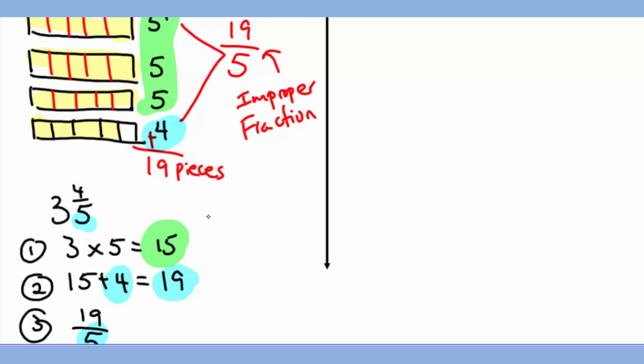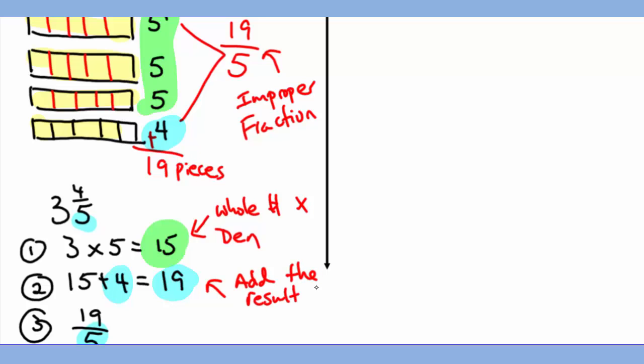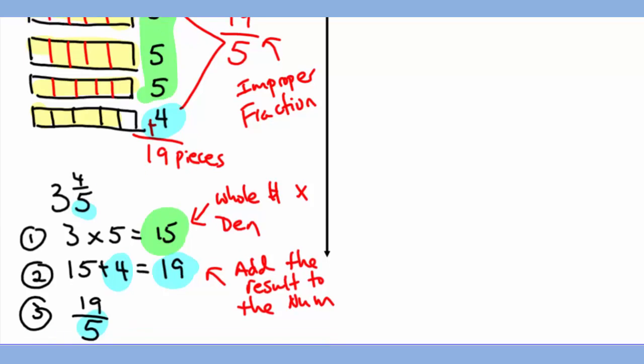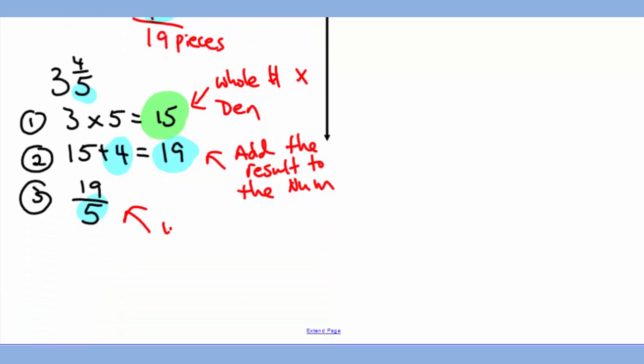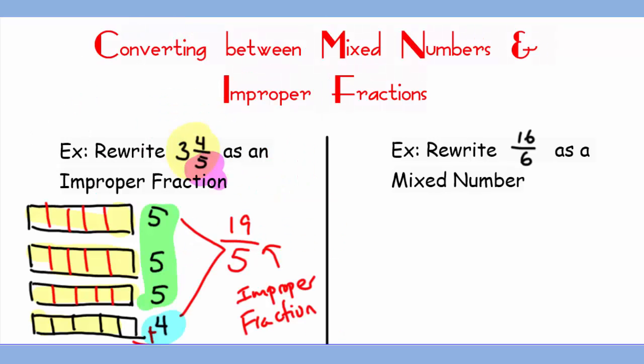In writing, this will be the whole number times the denominator. And this step is to add the result to the numerator. And the last thing is to write the answer over the denominator.